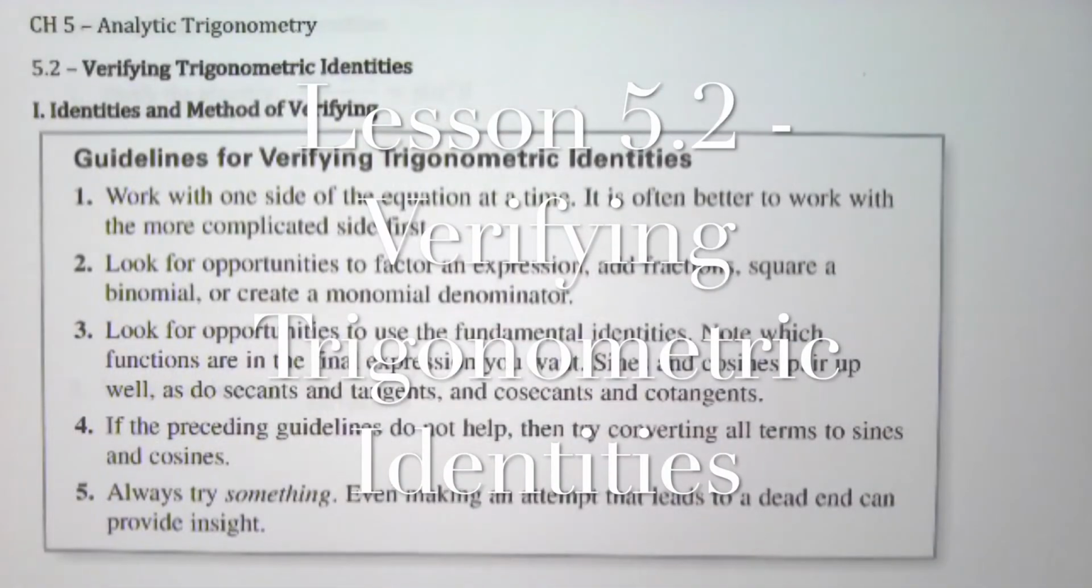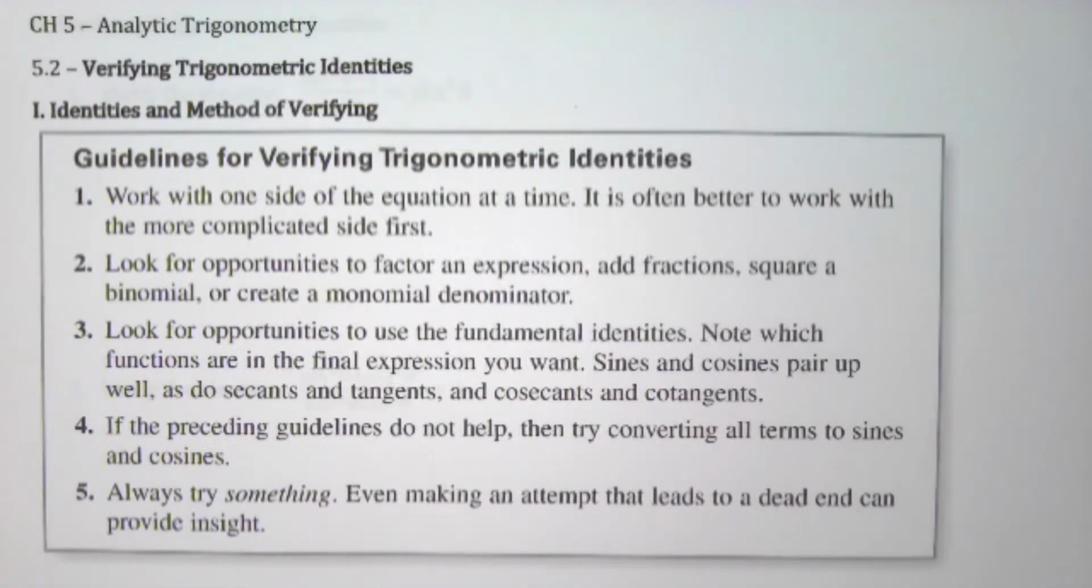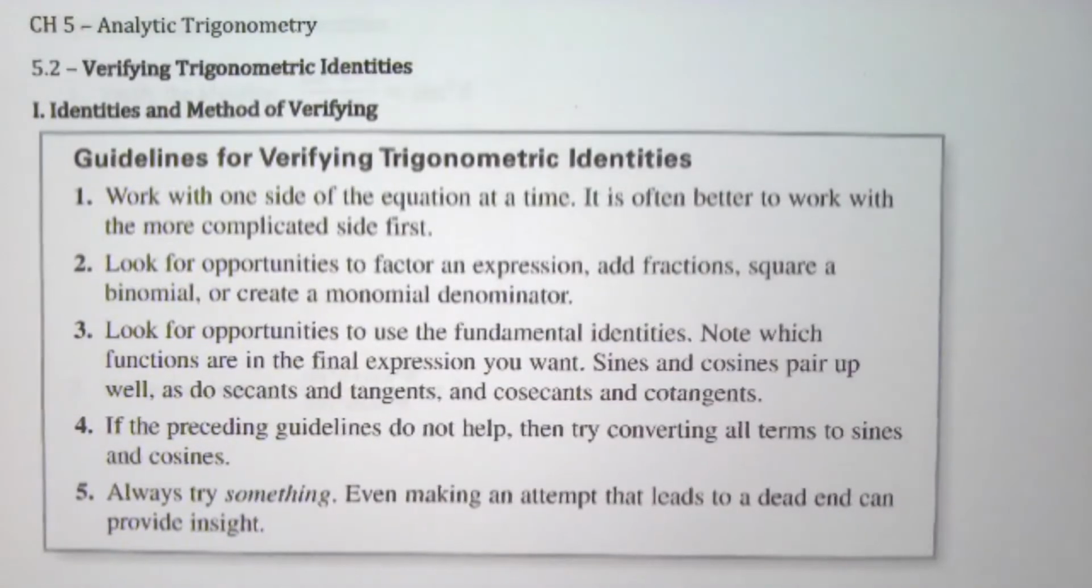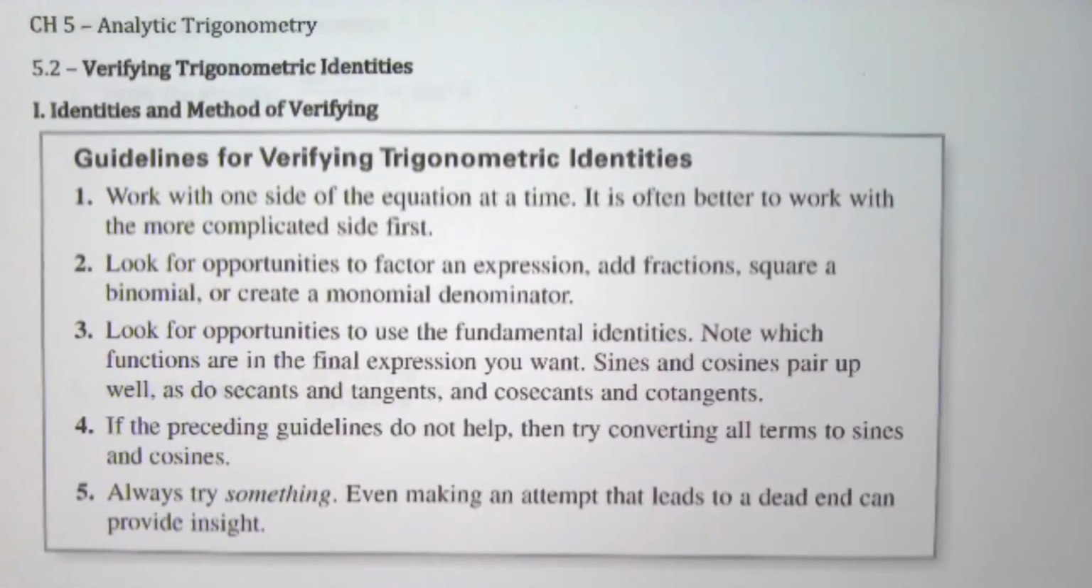Welcome to our lesson 5.2 in chapter 5, which is all about taking all those algebra skills we were practicing in 5.1 and applying them to verifying some trigonometric identities. Now, we did this a little bit in chapter 4, but now we have a ton more under our belt, so there are a few more things to take into consideration.